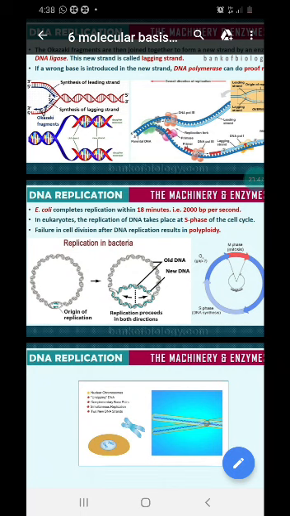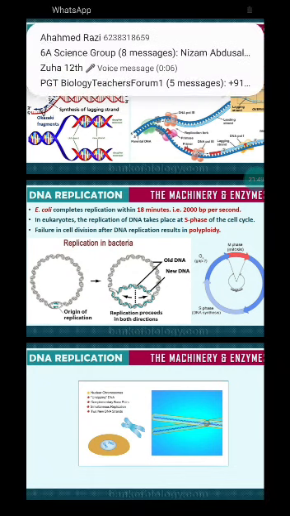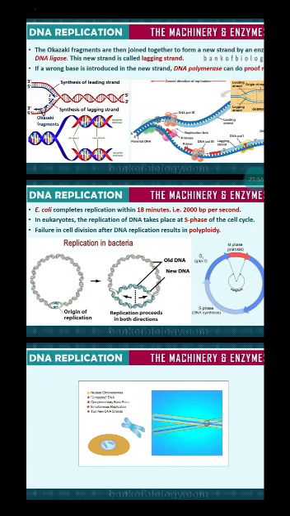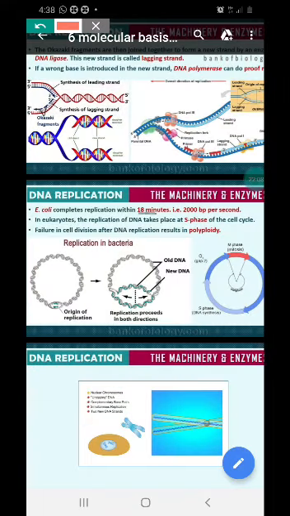So it takes nearly 38 minutes to complete one replication, that is, for the whole of the DNA to be replicated once. How many minutes does it take in human beings? It takes around 38 minutes. And in E. coli, it takes around 18 minutes to complete. That is 2000 base pairs per second. Okay, right.